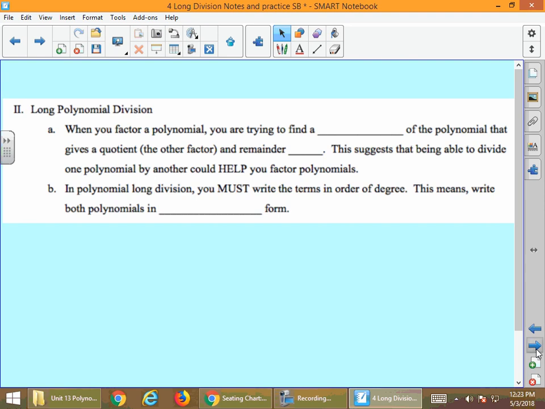But when we factor a polynomial, what we're trying to do is find something that goes into the polynomial. So we're looking for a factor of the polynomial that gives a quotient. So the quotient, the answer to the division problem, is going to be another factor. And then we may have a remainder, which sometimes we abbreviate as R. And what happens with the division is that sometimes it can help us factor. If we're really struggling with factoring, we can try to divide and come up with our other factor.